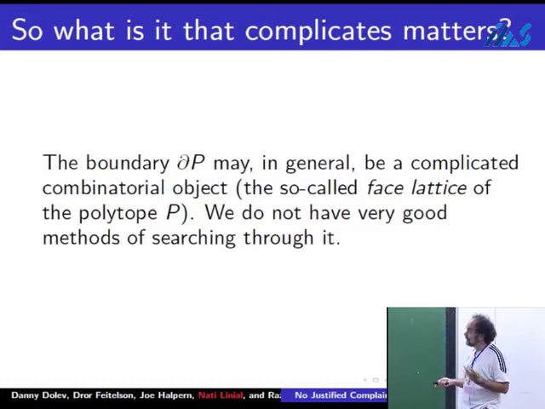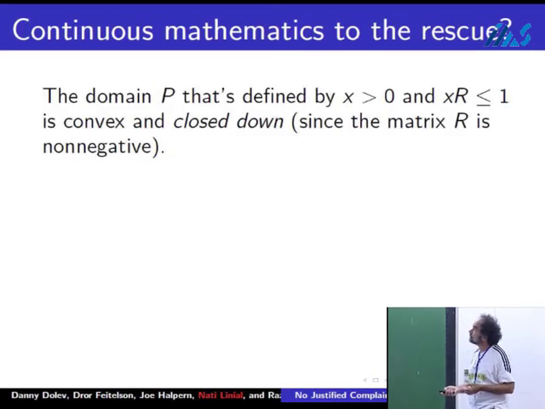What complicates matters is that in higher dimensional space, convex polytopes are quite complicated combinatorial objects. There is the whole structure of the face lattice of a polytope, and that's a complicated mathematical object, and we don't have good algorithmic methods to deal with it. It can have exponentially many vertices. It's a tough thing to deal with.